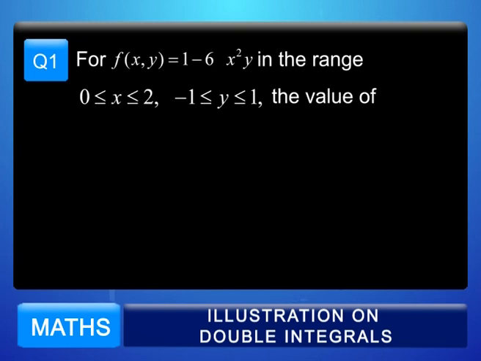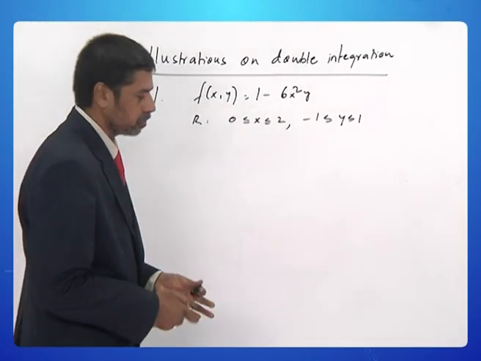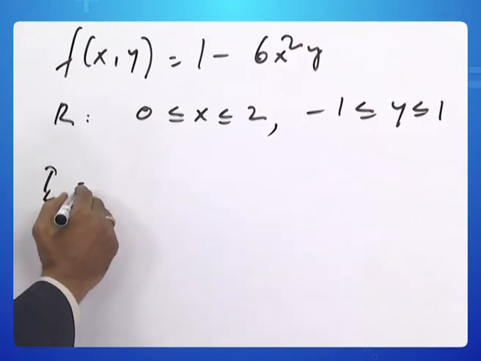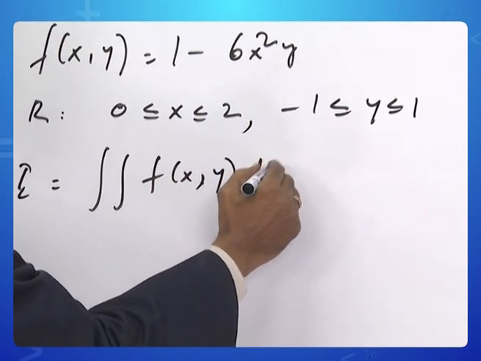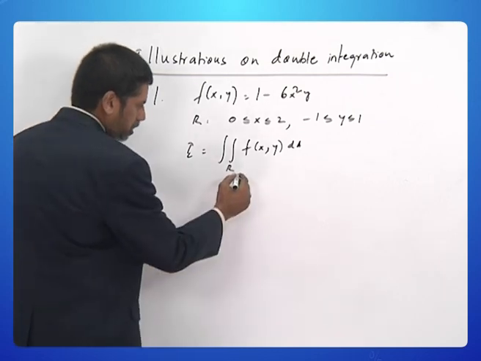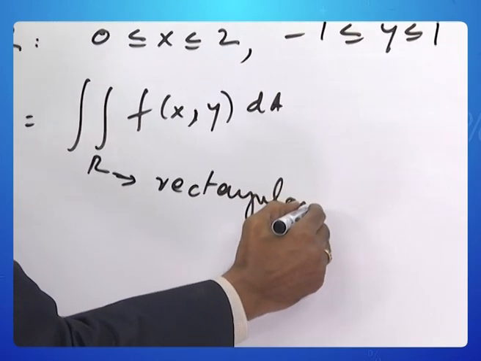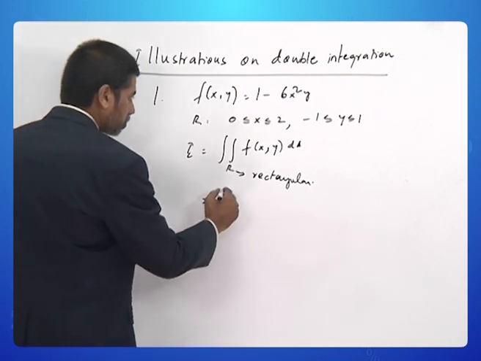My first example is a function in the Cartesian frame, 1 minus 6x square y, and from the limits we can make out that the region is rectangular. In fact, it's a square. So the problem is to evaluate this integral. This region is rectangular, so you can straight away use them as the limits of integration.